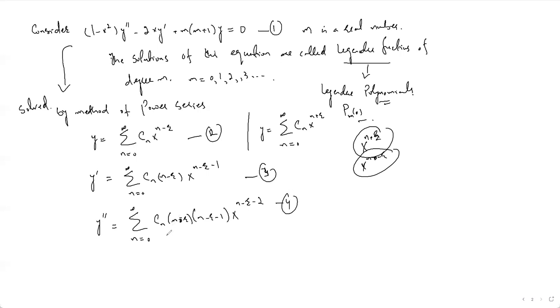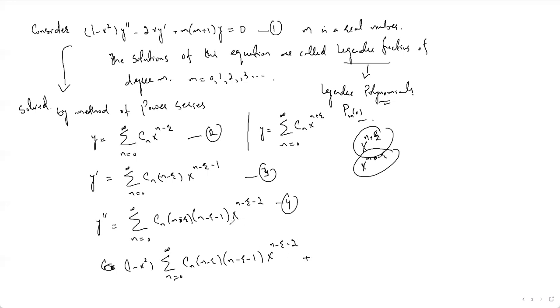Then what is the next step? We just substitute y, y prime and y double prime in the given differential equation. Once you substitute it, this differential equation becomes simply (1 minus x square) into y double prime, where y double prime is summation over n running from 0 to infinity of cn (n minus r)(n minus r minus 1) x raised to power n minus r minus 2. I'm a little fast because you have done a lot of similar problems, so it will be easy for you to go through all these steps.